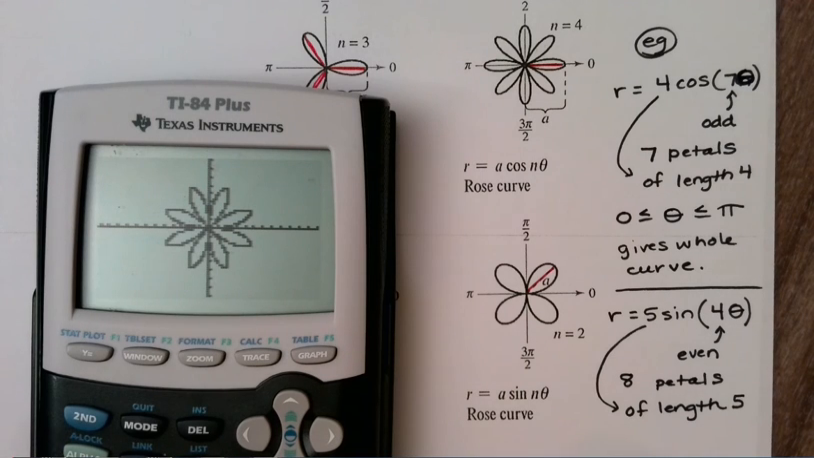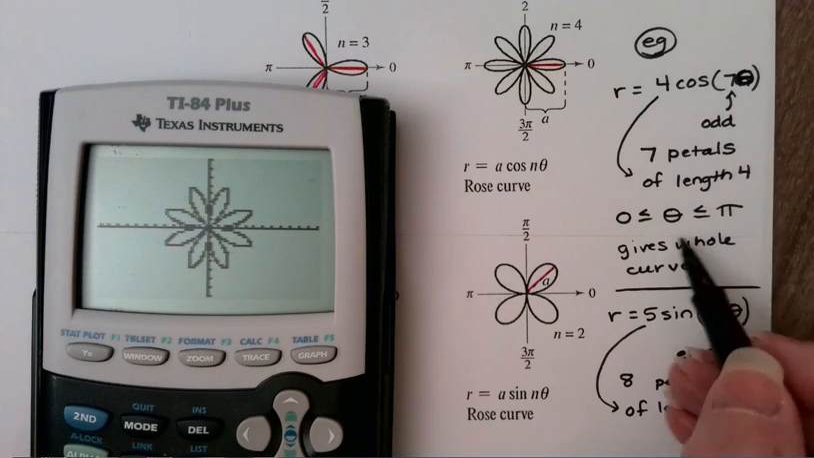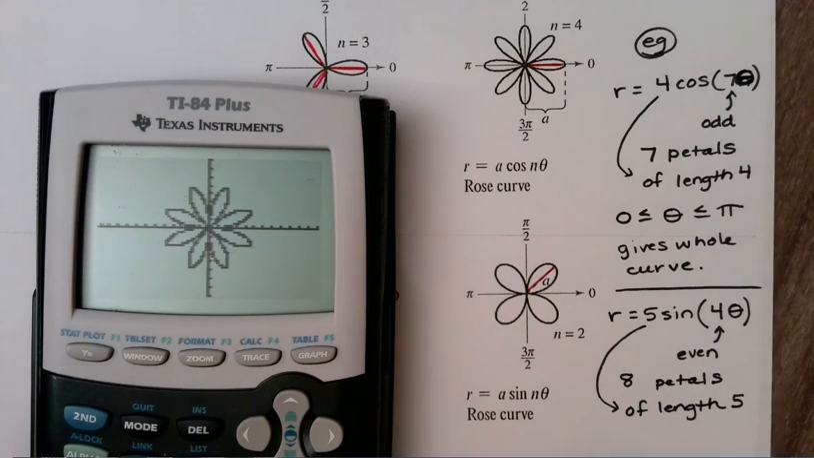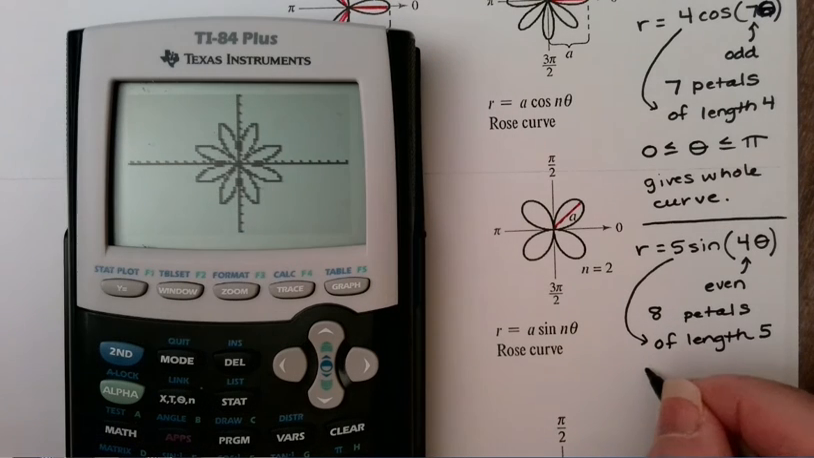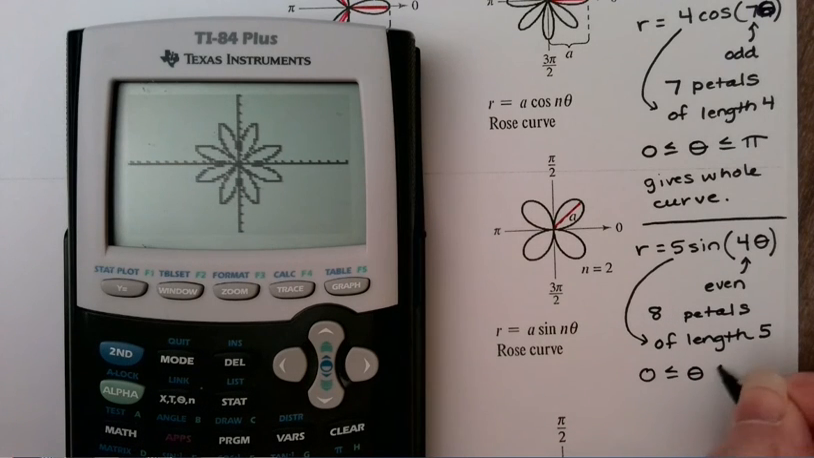But isn't this interesting? It's still a rose curve. When you have an odd multiplier, we only had to go from 0 to pi. But it appears that if we have an even multiplier, our thetas are going to have to go all the way from 0 to 2 pi.